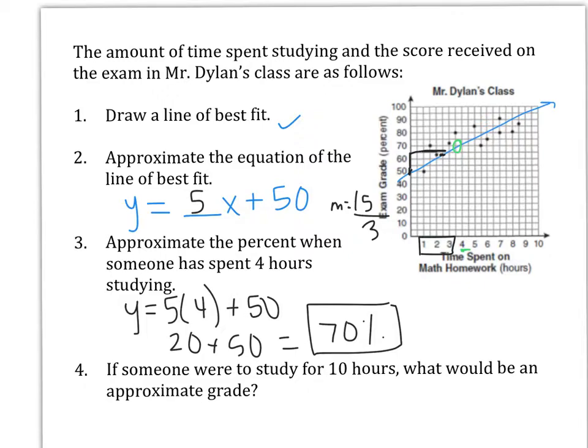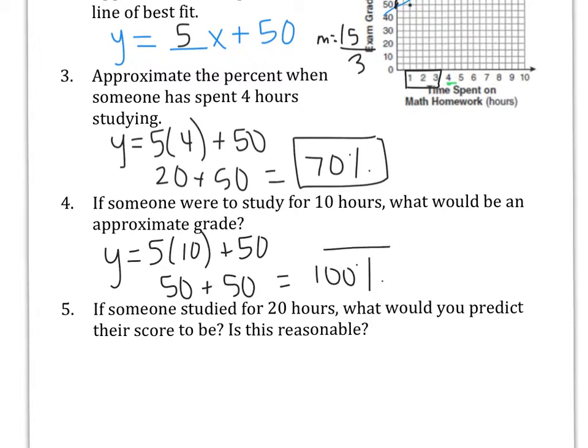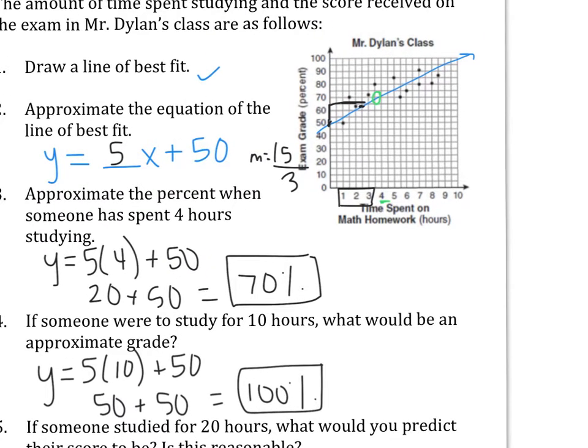All right, question 4. If someone were to study for 10 hours, what would be an approximate grade? Okay, so if I now plug in 10 for x, y equals 5 times 10 plus 50. Now, 10 hours is a long time to study. So let's see what we get. 5 times 10 is 50, plus 50 would be 100%. So what this is saying is if studying for 10 hours, and if we look at our graph here, somebody should be able to get 100%.